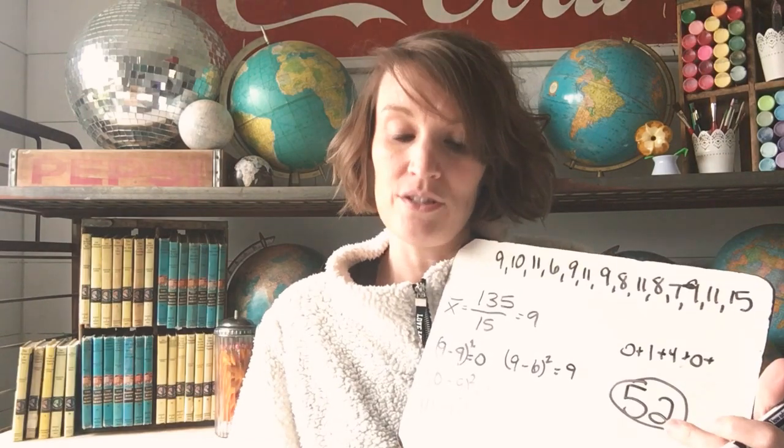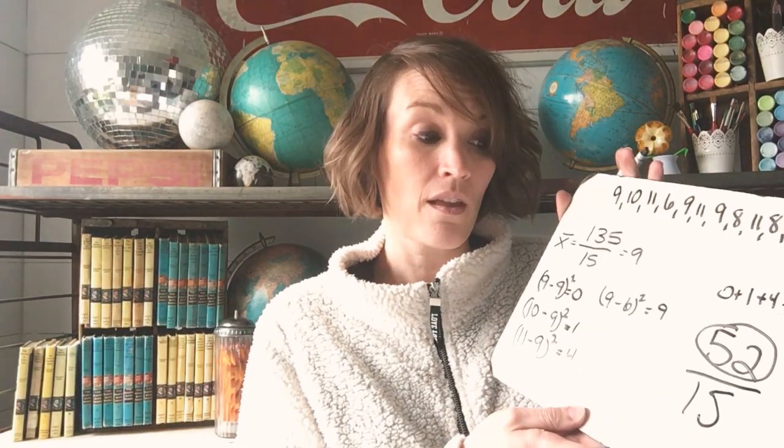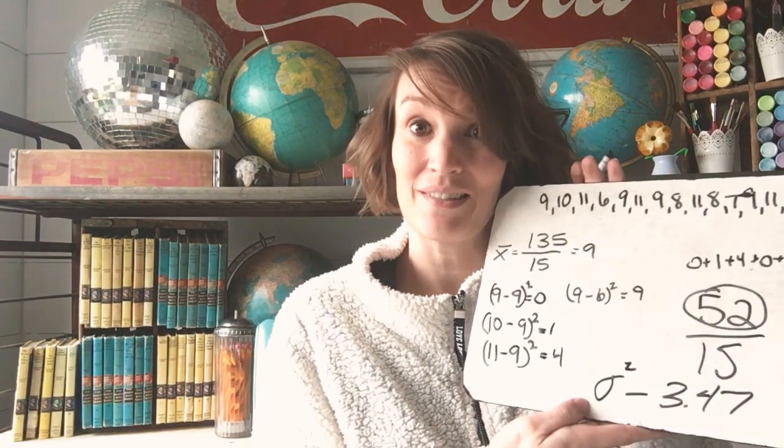And to find the variance, you take all that stuff that you just did, you take that number, the 52, and you divide it by the number of numbers there are. So there are 15 numbers. So that gives us 3.47. That's the variance. This little funky symbol with the square over it, that's variance, 3.47. But wait, we're not done yet.